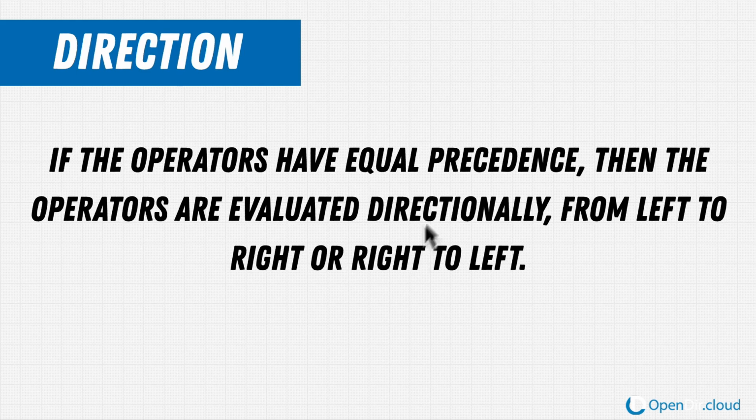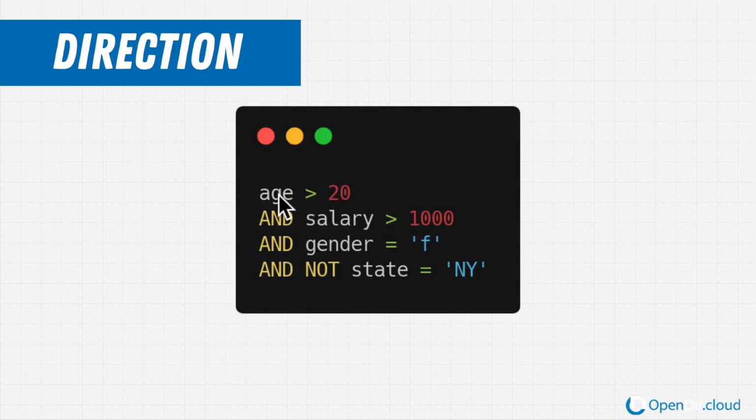So then we get into directionality. We said if the operators have equal precedence, then the operators are evaluated directionally, meaning from left to right or right to left. And we looked at the difference between and, or, and not, and or being left and not looking to the right of itself. And so how would we read queries that are written like that? Well, if we said we had a where clause where we said age has to be larger than 20, and the salary has to be larger than 1,000, and the gender has to be female, and you're not from the state of New York. Well, how would we read that query?